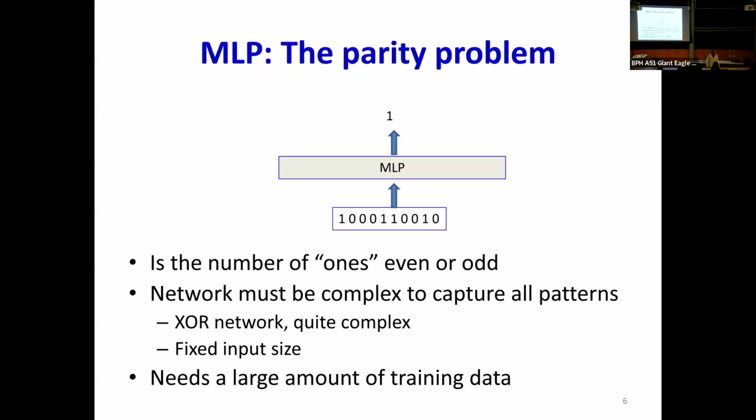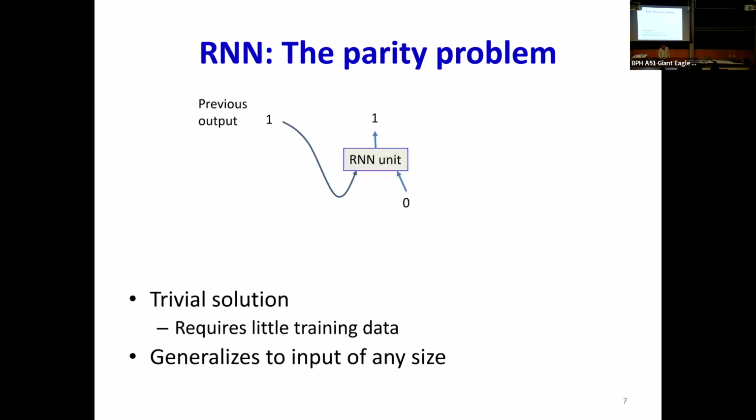To ensure that you always get it right, you're going to have to see all 2 raised to n inputs. But then can we do this with a recurrent network? And what would the recurrent network look like? It would just be taking 1 input at a time. I can just take 1 input at a time, right?